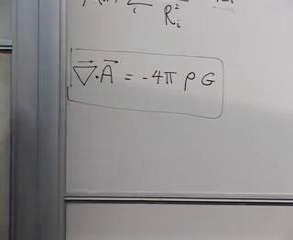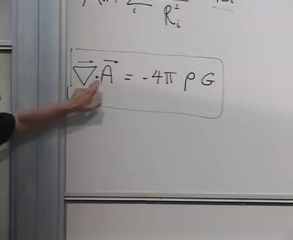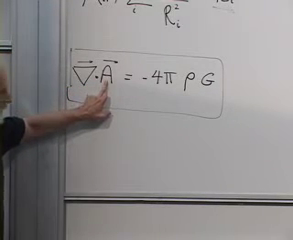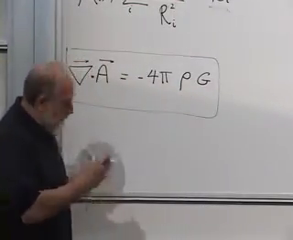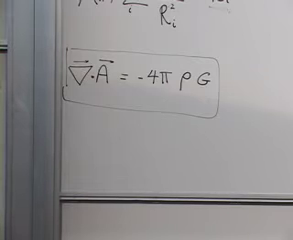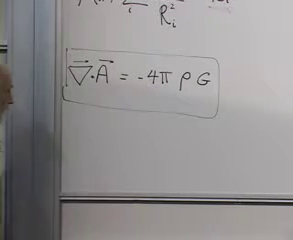This is the basic equation that you can think of as a field equation. It relates two fields, the field of acceleration to the field of mass density, and the constant G is just a constant in the relationship. This is called Gauss's law.